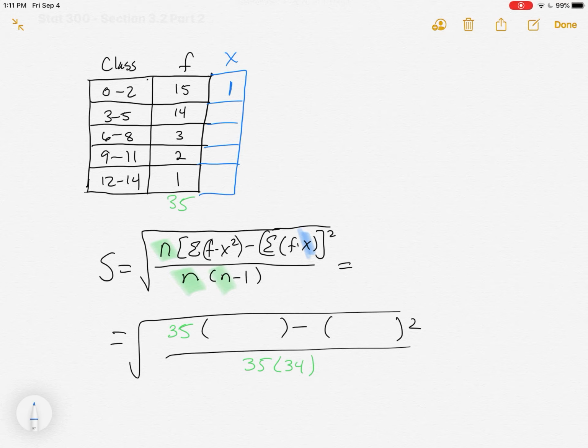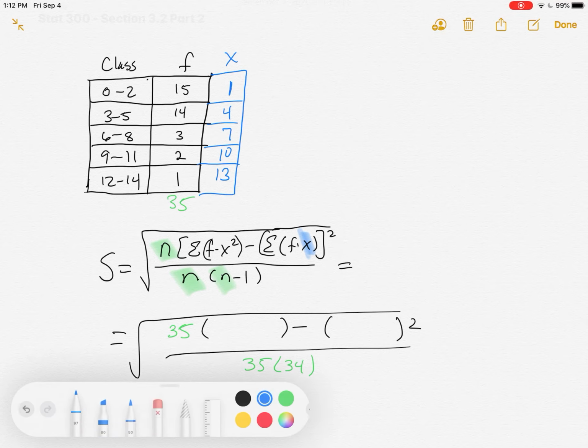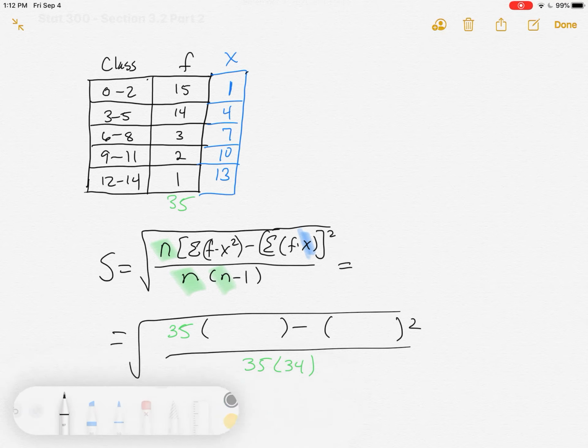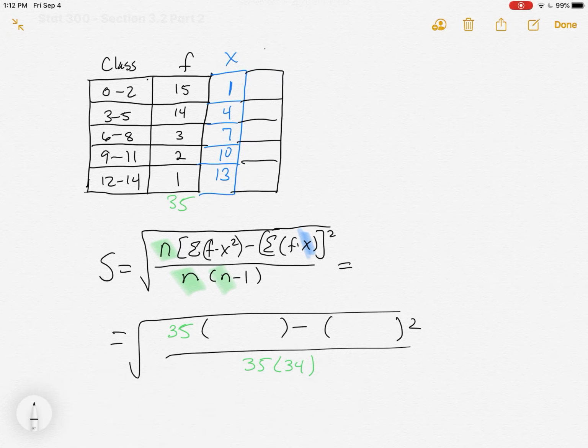Now why did I pick number 1? Because it's right in the middle between 0 and 2. In the next class, right in the middle between 3 and 5 is 4. Then 7, then 10, then 13. Notice they're all 3 apart from one another, which matches what the class width should do, right? And so now we're going to need to find f times x. Let's create a new column in which we find f times x, because that's what's being called for in this second position.